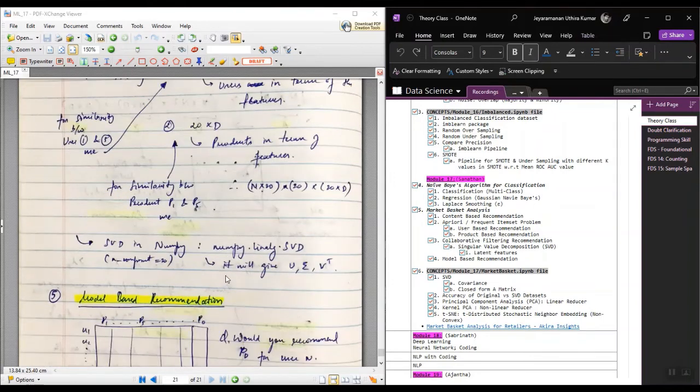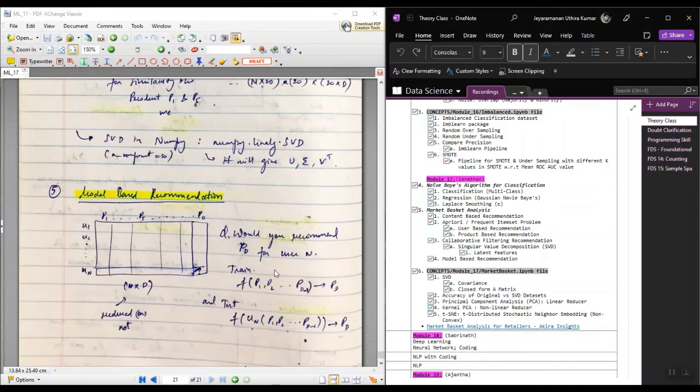Okay. So SVD, singular value decomposition, can be used from the NumPy library, numpy.linalg.svd. It will give the three matrices. We'll see that in the coding part. And the other method is the model-based recommendation. What happens is that if we use a classifier model, just train the model with the above dataset and then put in the test dataset, it will tell us which item we have to recommend or not. Okay, so this can be done.